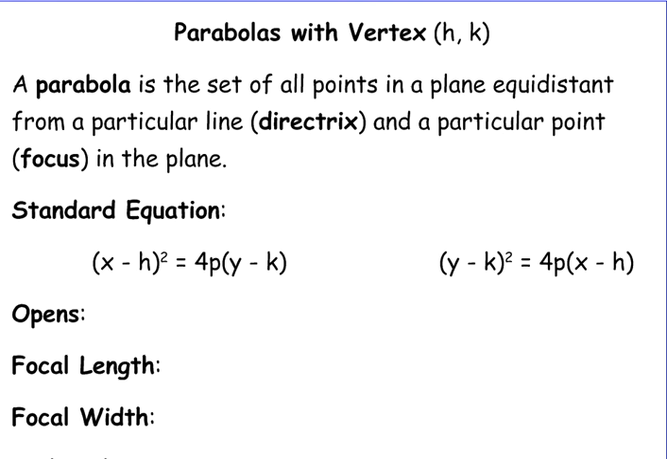Okay, so let's look at the definition of a parabola from a slightly different perspective than we had before. First of all, let's define what a parabola truly is. You've been dealing with quadratic equations since Math 1. You know what a parabola looks like, but you've probably never actually been explained what a parabola is.